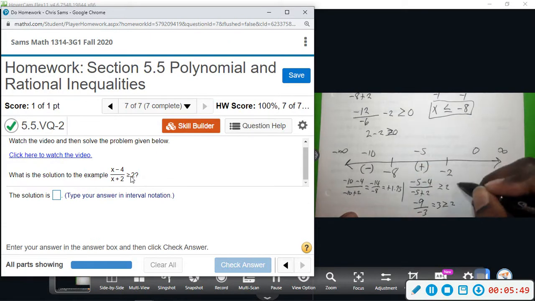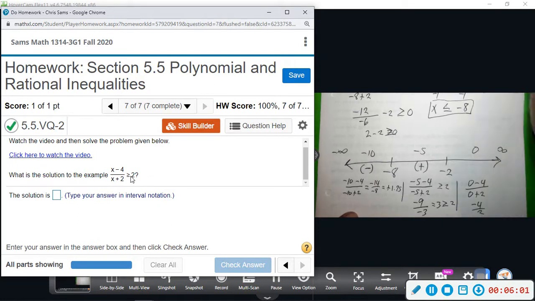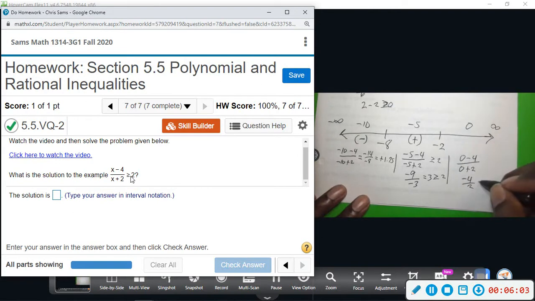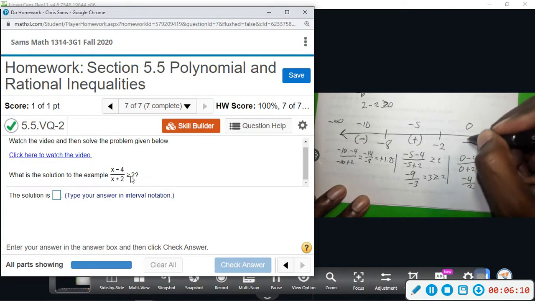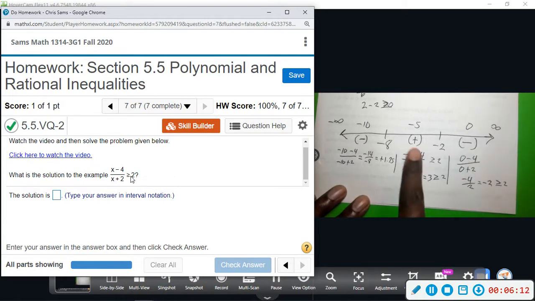And then the last section is going to be 0. So 0 minus 4 over 0 plus 2. And so we have negative 4 over 2, and that gives me negative 2, which is not greater than 2. So I'm going to say negative here. Alright, so the one that's greater than 2 is the middle.